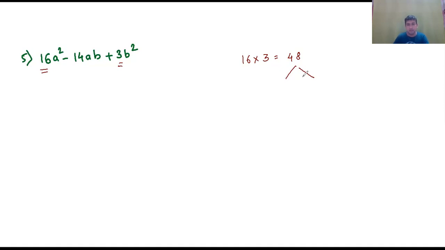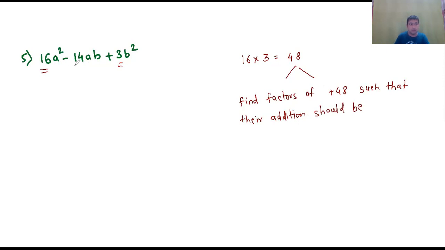Yes, see, I will write for you here. Find factors of plus 48 such that their addition should be, what will be the addition? It will be minus 14. So what will be those factors? 8 and 6. 8 times 6 is 48.